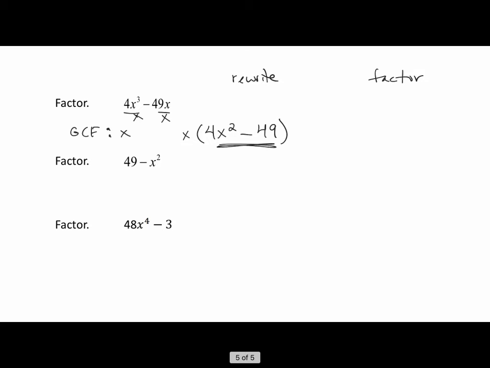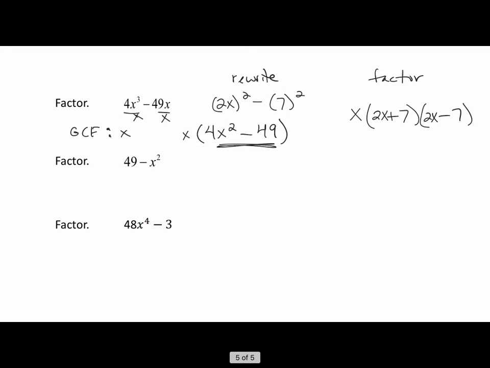Okay, so now we want to see if we can factor the 4x squared minus 49. Can we rewrite that as a difference of 2 perfect squares? Well, 4x squared is 2x squared, and 49 is 7 squared. So yes, we can. Don't forget the GCF. And then we'll have 2 binomial factors, the sum and the difference of the first term, 2x, and the second term, 7.